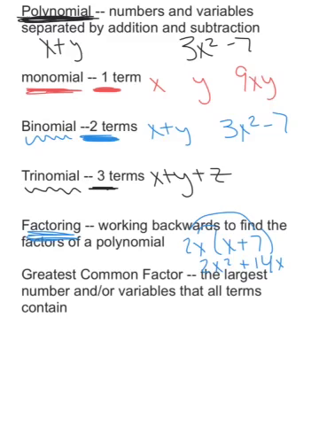So what we're doing with factoring is we're actually going backwards. So we're going to start with the 2x squared plus 14x, and we're going to get this 2x times the quantity of x plus 7. So we're going backwards when we factor. And the type that we're going to look at this week is called the greatest common factor. And you've heard the term greatest common factor before. That's when you have the largest number and or the variables that all terms contain.